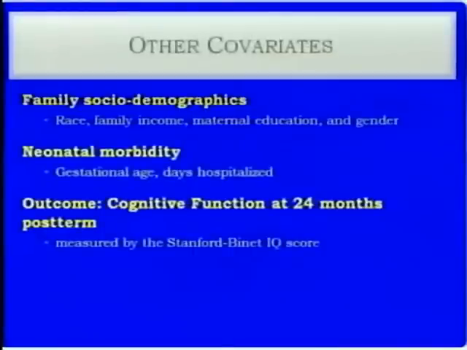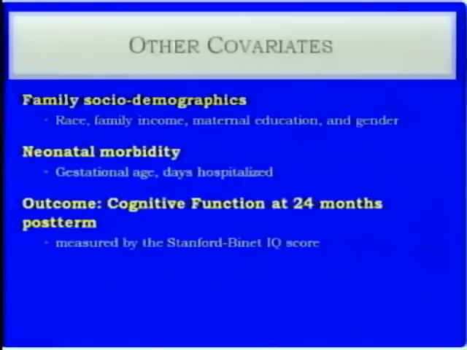So other covariates, family sociodemographics. We had a measure of mom's race and ethnicity, family income, mom's education, the gender of the baby. We had a couple measures of neonatal morbidity, so gestational age and how long the baby had been in the hospital. And cognitive function at 24 months was our outcome measure, and we used the Stanford-Binet to measure that.